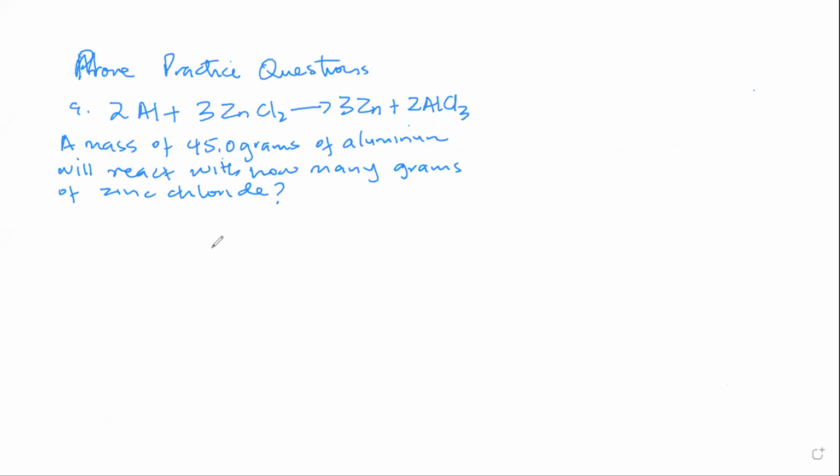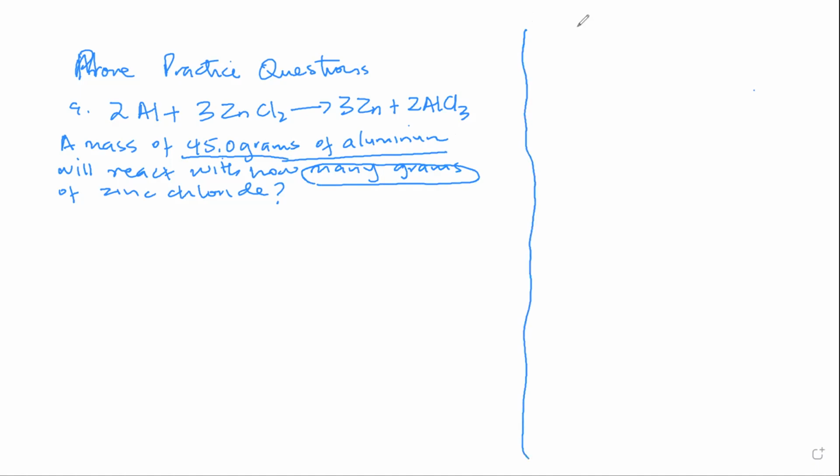Let's do the first one. So we know 45 grams of aluminum, but it asks how many grams of zinc chloride? So we do the same thing. We start with the equivalent statement.